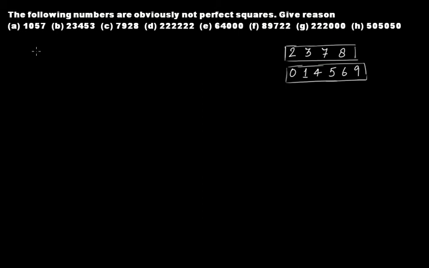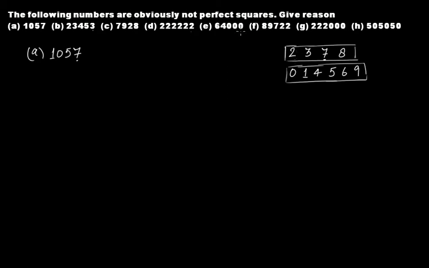So here it is 1057. This is not a square number because it has 7 at its units place. Right? It has 7 at its units place. This is 23,453. Again, it has 3 at its units place. So your square number cannot have 3. In this case, it has 8. Your square number cannot have 8. This is 2. Your square number cannot have 2.